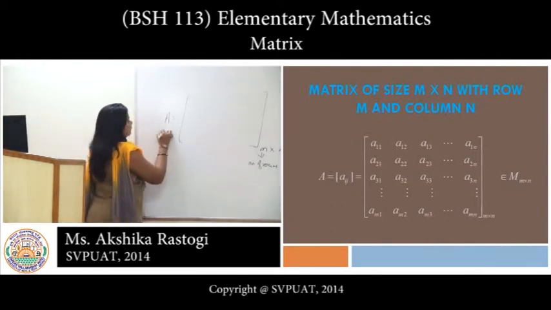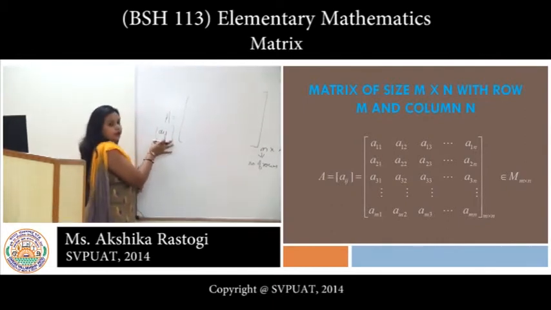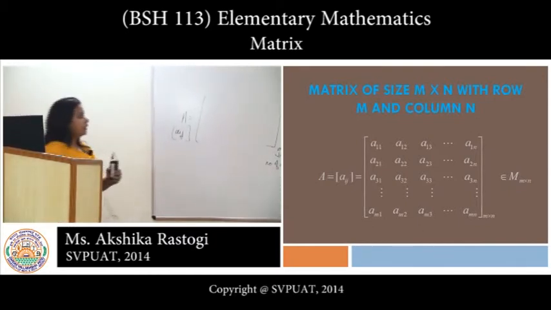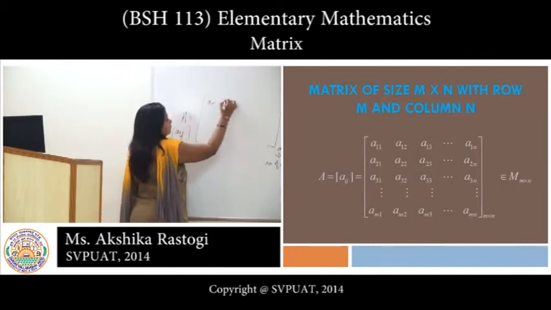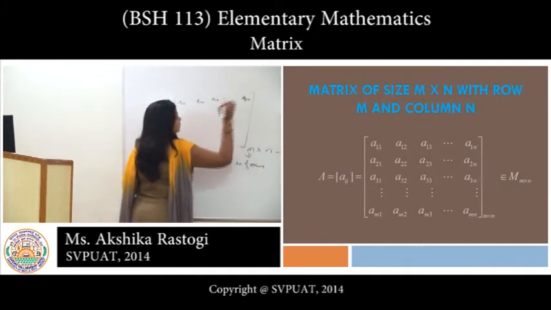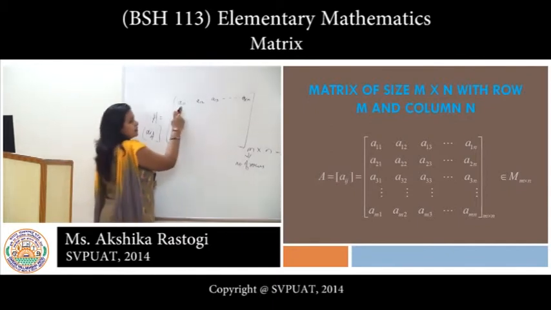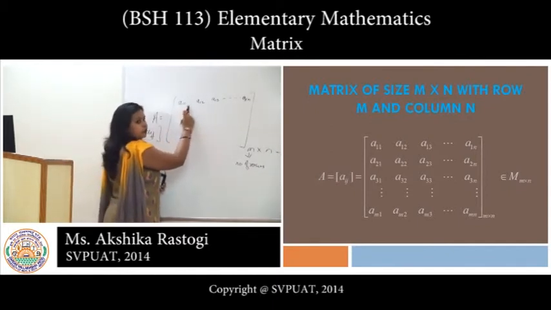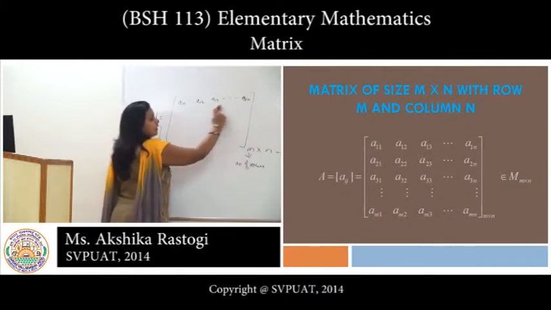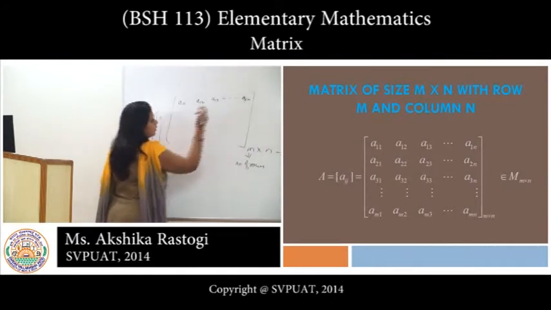The elements are generally denoted by small letters a_ij. i and j are the suffixes which denote the location of an element. These are actually the locators. They tell you the location of each and every element. For example, we have a11, a12, a13 up to a1n. What does it represent? This element is in the first row and first column. This element is in the first row and second column. This one is first row and third column, and up to the nth column, meaning first row and nth column.